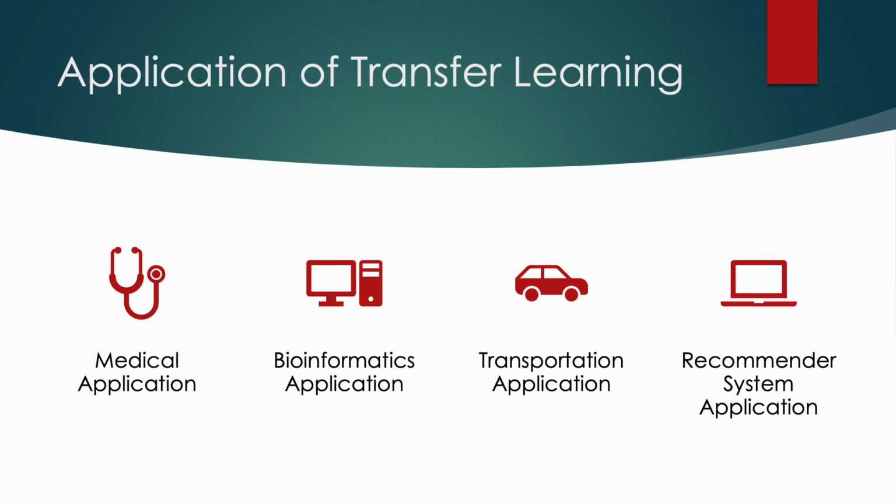The fourth one is the recommender system application. Historical data is not abundant, right? So such issues can be solved using transfer learning. It can use the data from various recommender systems that will serve as our source domain to construct a recommendation in the target domain.